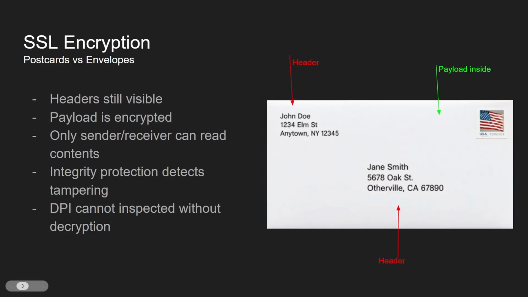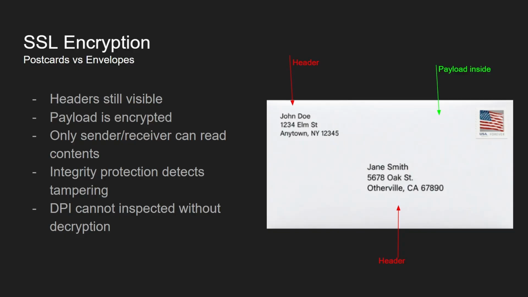Now let's compare that to encrypted traffic. This is more like sending a sealed envelope. The packet still has a header, so it can actually be routed across our network, but the payload itself is encrypted. So this means that the contents are hidden. Only the sender and the receiver can read the contents, and the encryption provides integrity, so we can detect tampering if any of that takes place.